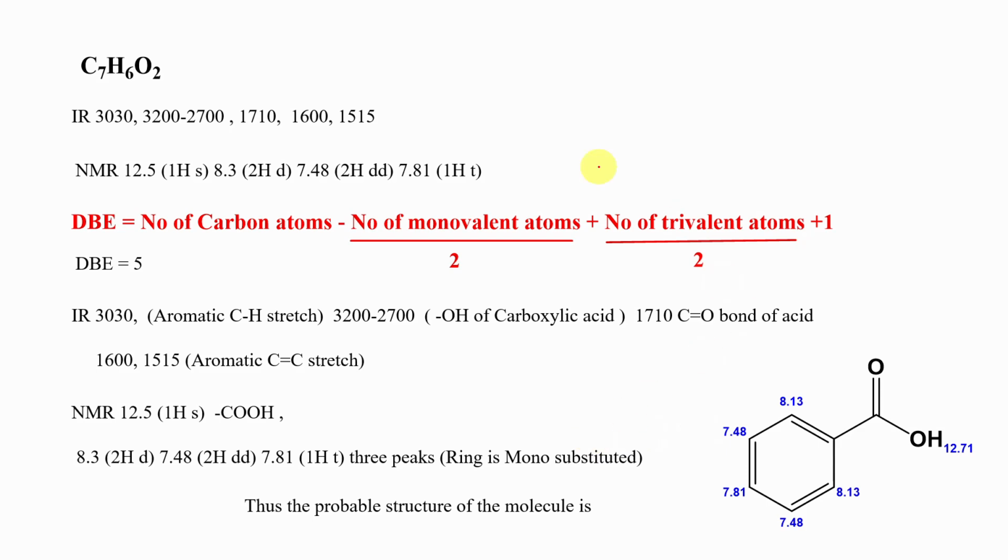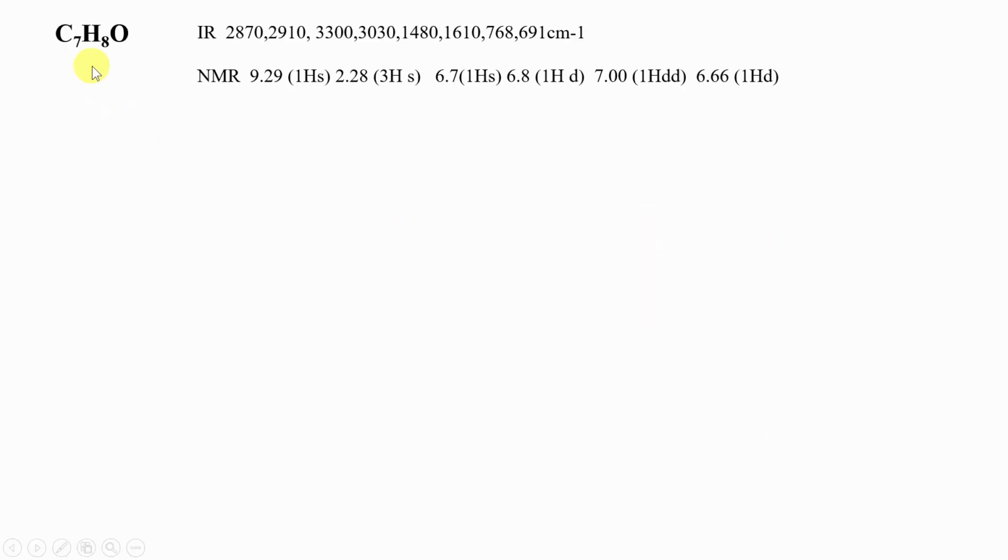So, the molecule with this formula C7H6O2 is nothing but benzoic acid. Okay, then see this problem.